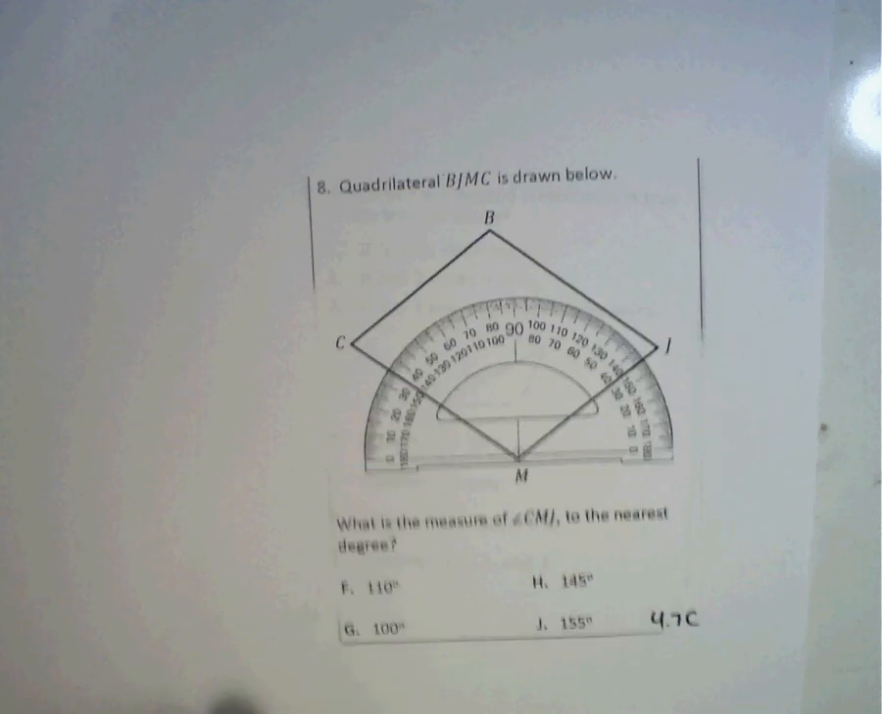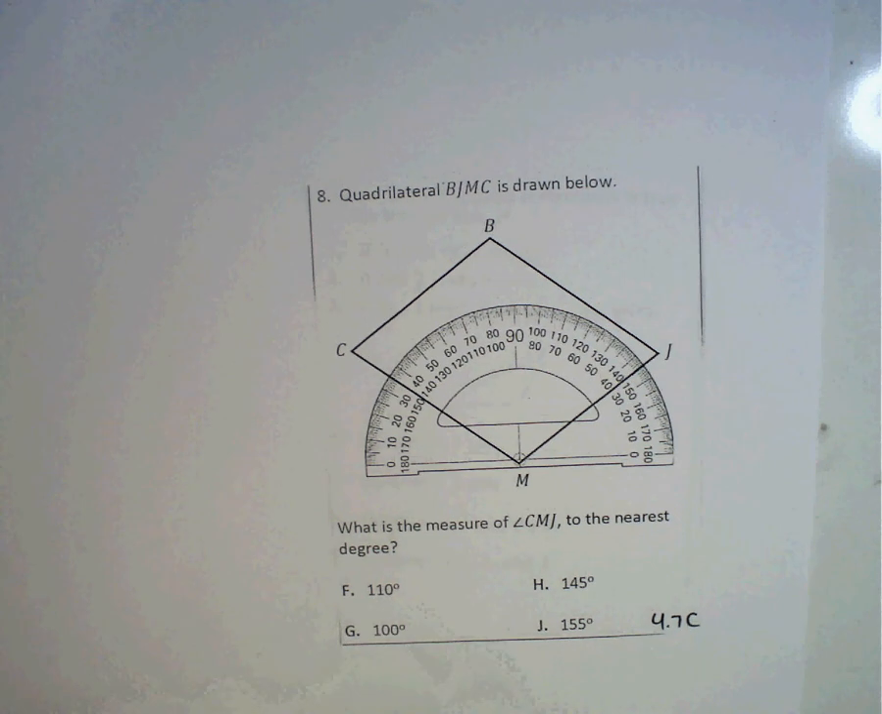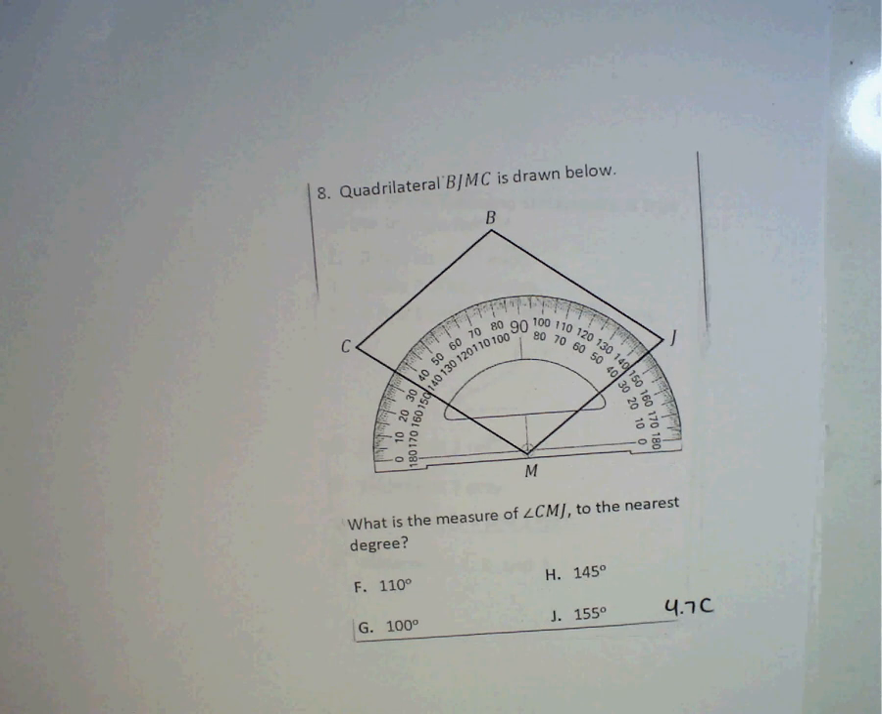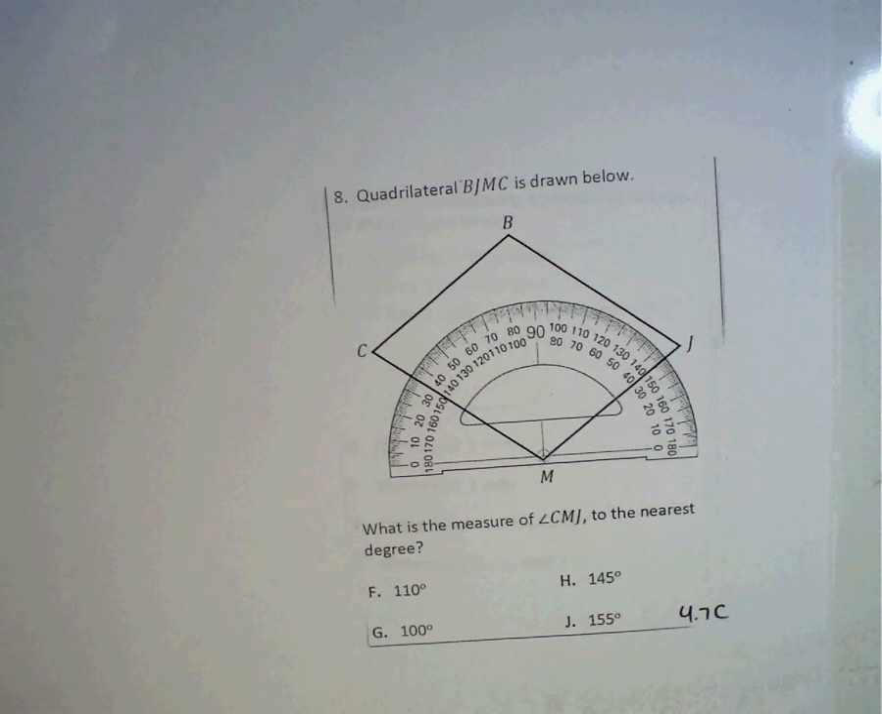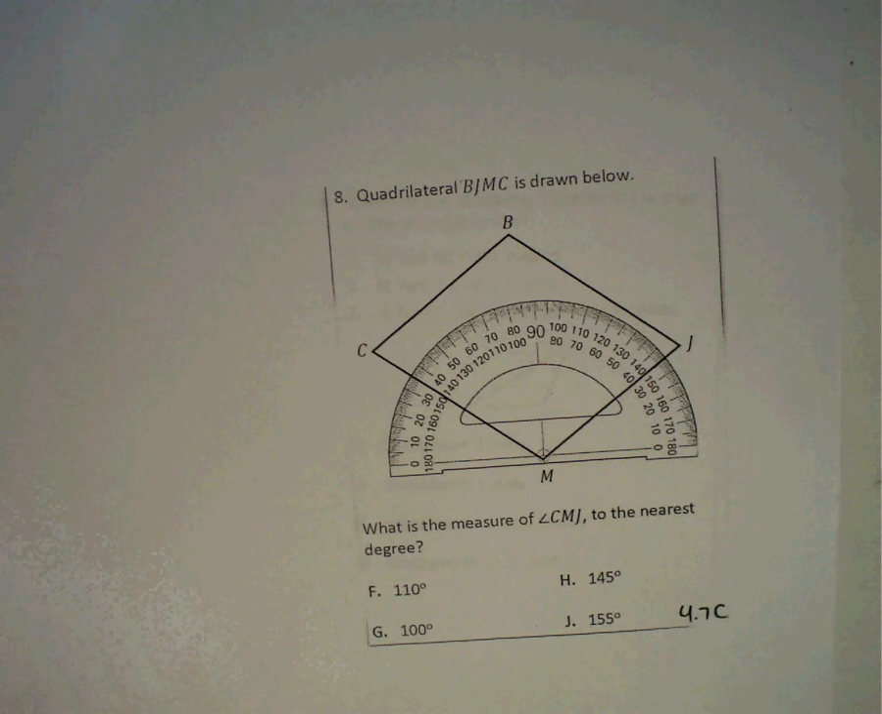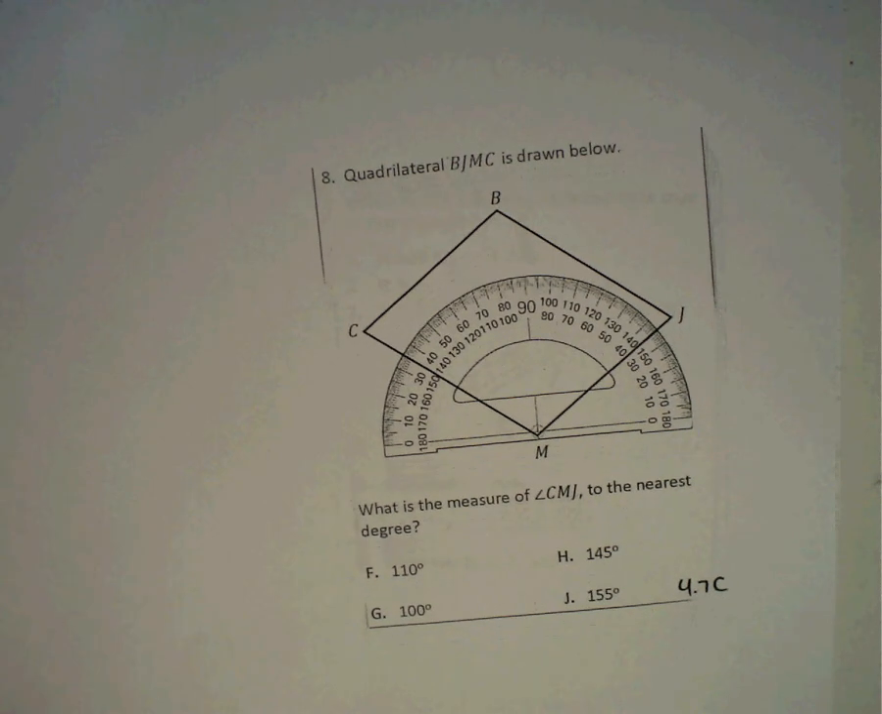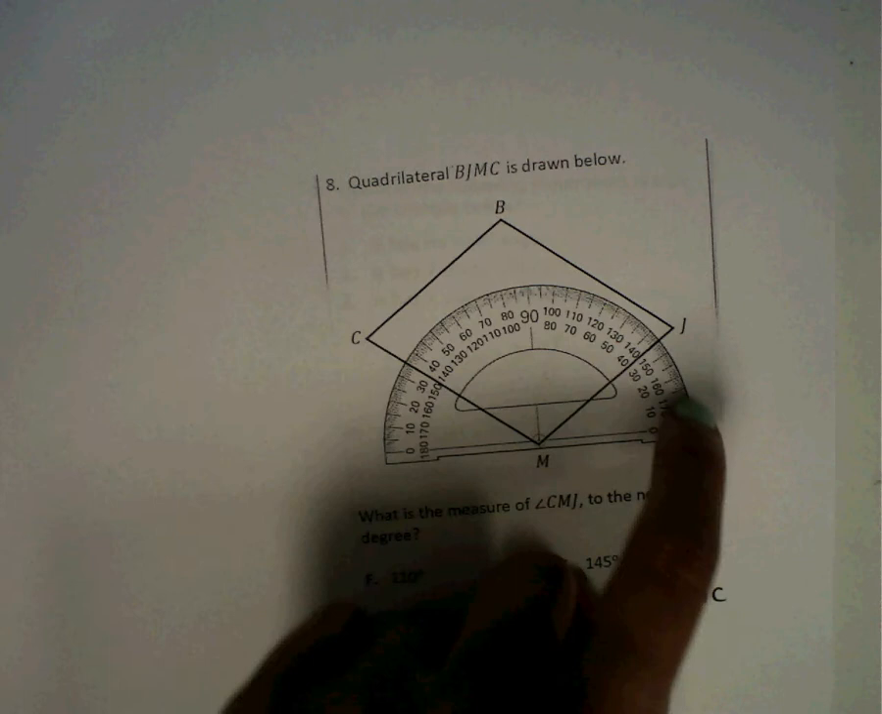All right. 8 says quadrilateral BJMC is drawn below. What is the measure of angle CMJ to the nearest degree? Okay. I want you to think about how I told you we would solve this type of problem. Do you remember? You remember? With a strip diagram, maybe?